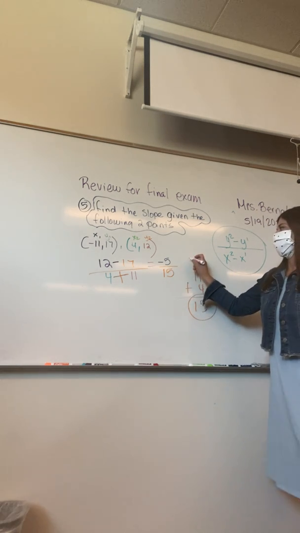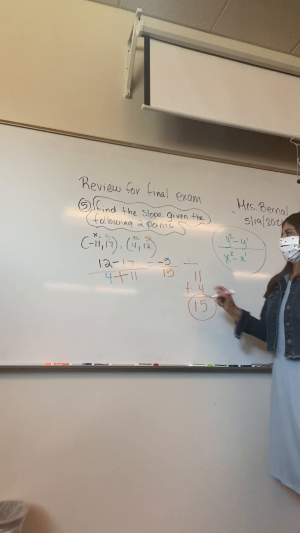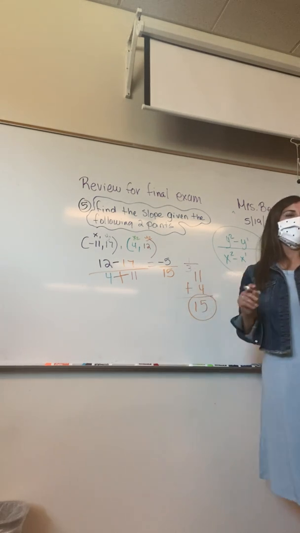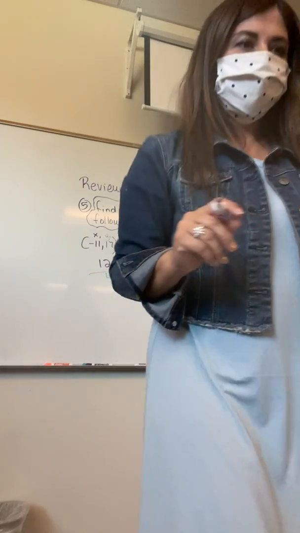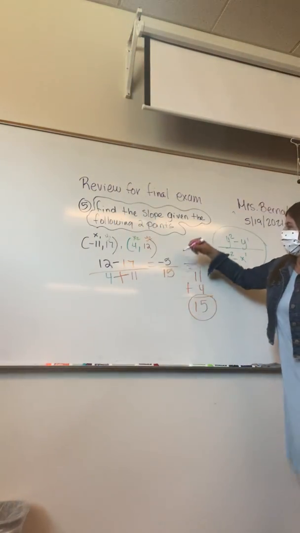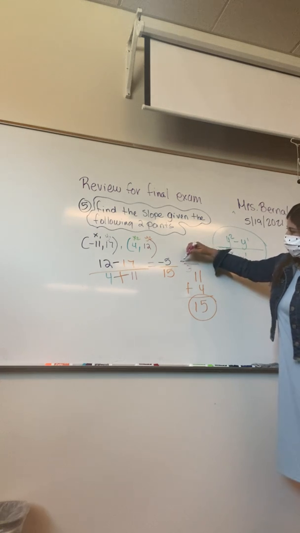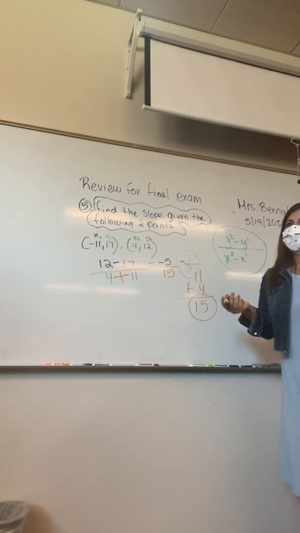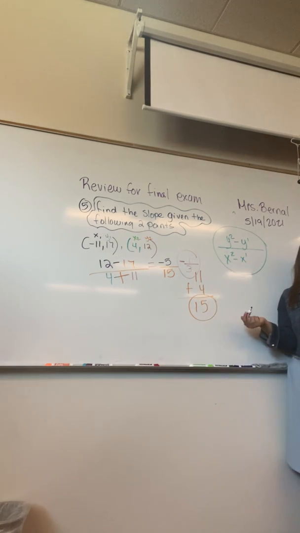5 into 5 goes 1, right? And then 5 into 15 goes 3 times, okay? So yes, we can simplify it to 1/3. Since this is a negative, it's going to be a negative, okay? So the answer is going to be -1/3, okay? You can put the negative on here or on the bottom, it doesn't matter, but the answer is negative.